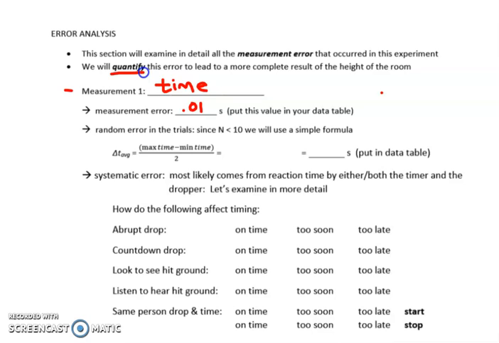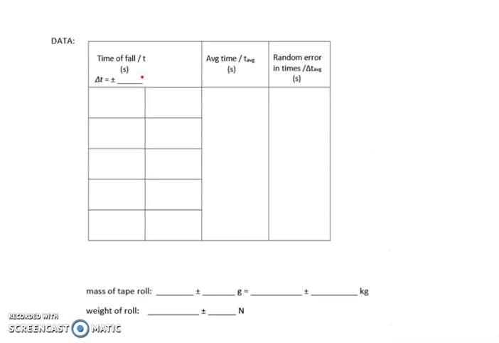The rule for an analog device where you have markings on it is slightly different. You can always go half of the smallest value, but you can't do that with digital. So if you go back to your data table, right here is where you always record your uncertainty from the instrument. This is the measurement time. Delta t doesn't mean change in t, it means uncertainty in t, and that's plus or minus 0.01 seconds.